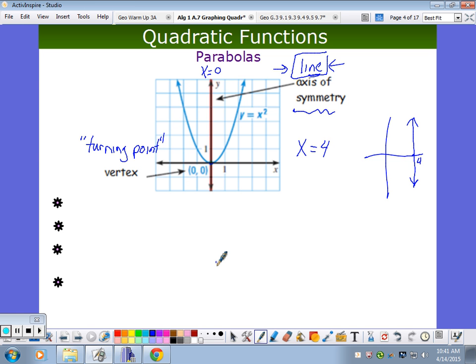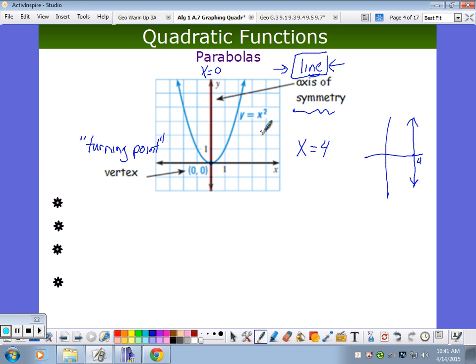So you turn. Yeah. Is the vertex always going to be when the point is 0? No. But is it always going to be on the axis of symmetry? Yes. I love that question. What a great, great question. In this case it is.